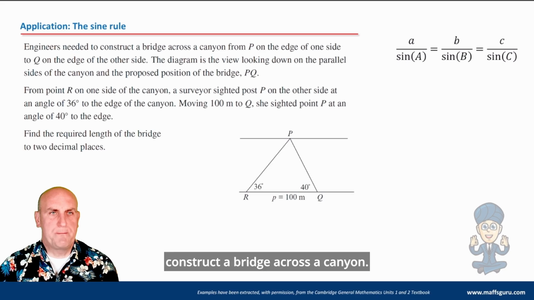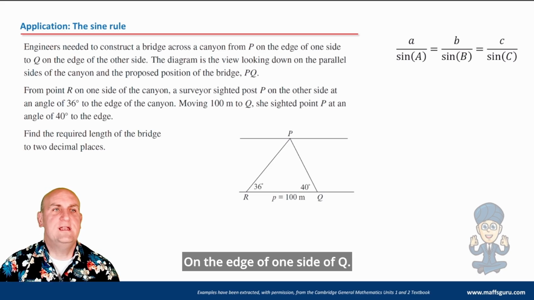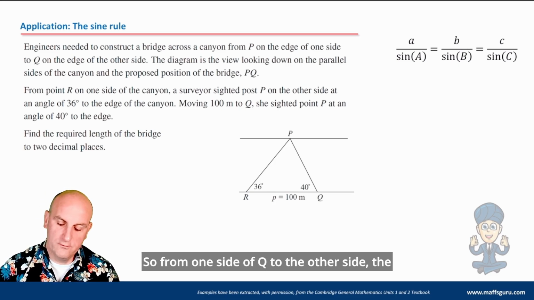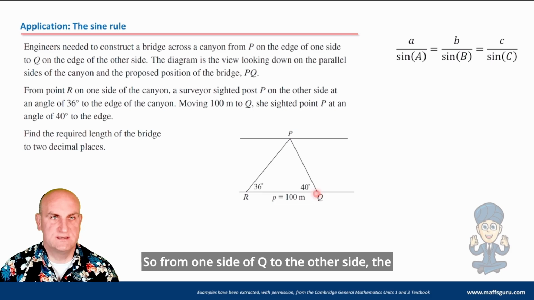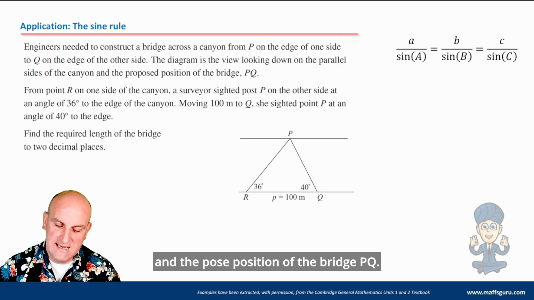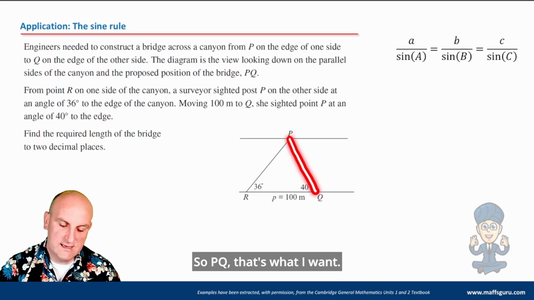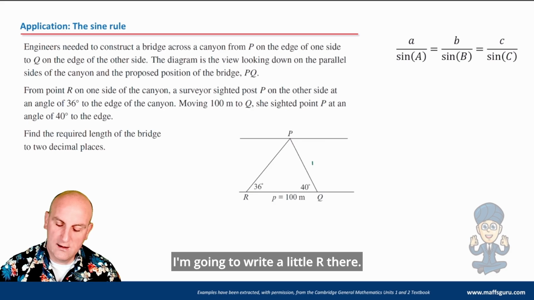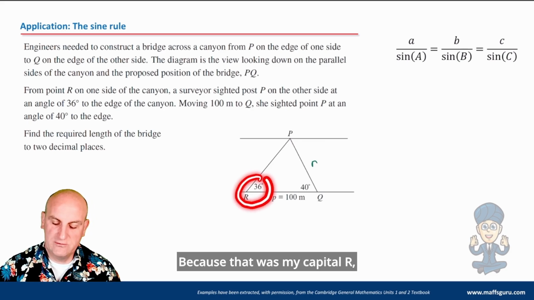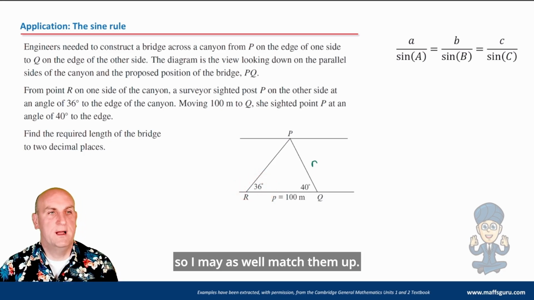Engineers need to construct a bridge across a canyon. Oh my goodness, same type of question. On the edge of one side of Q, so from one side of Q to the other side. The diagram is the view looking down on the parallel sides of the canyon and the proposed position of the bridge PQ. So PQ, that's what I want. I'm going to write a little R there, because that was my capital R, so I may as well match them up.